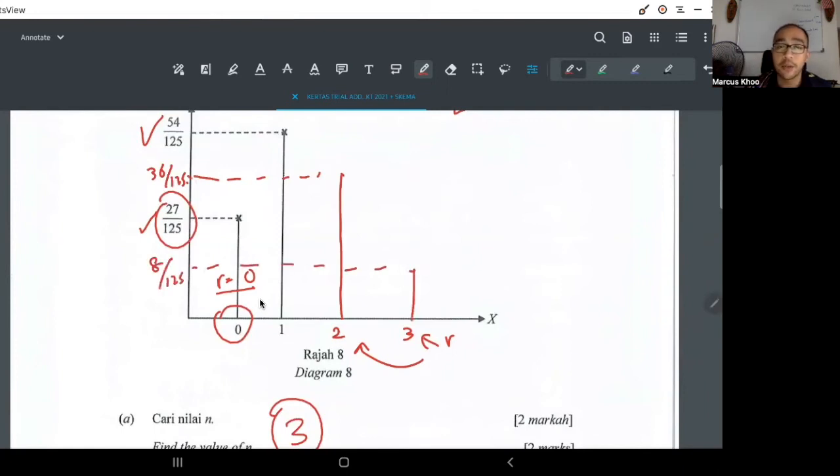Just estimate, it doesn't have to be rocket science. As long as you can give me the two probability values and the line. Remember that this is a binomial distribution graph.